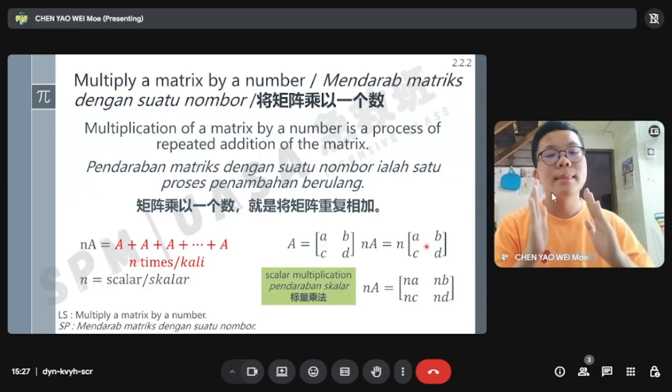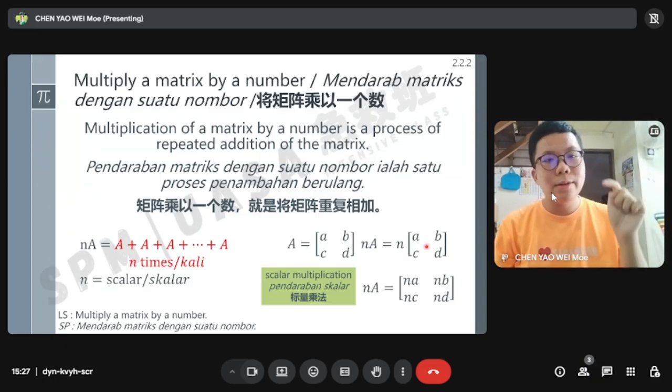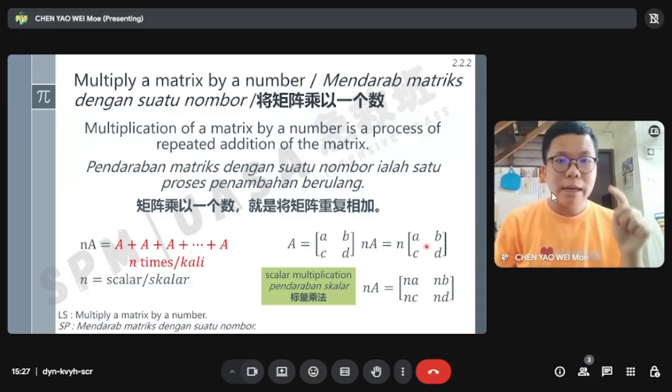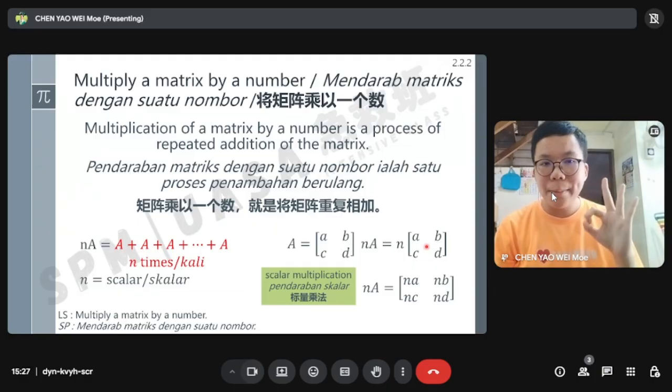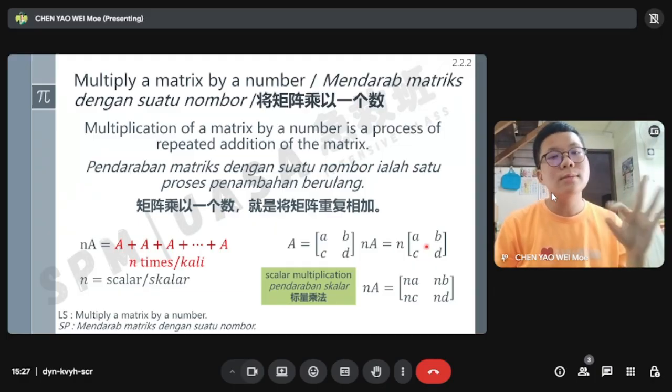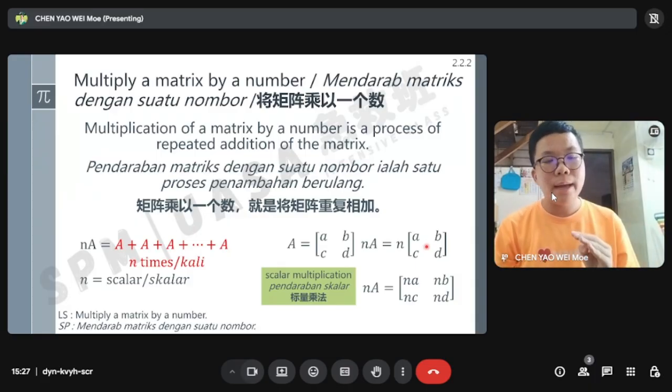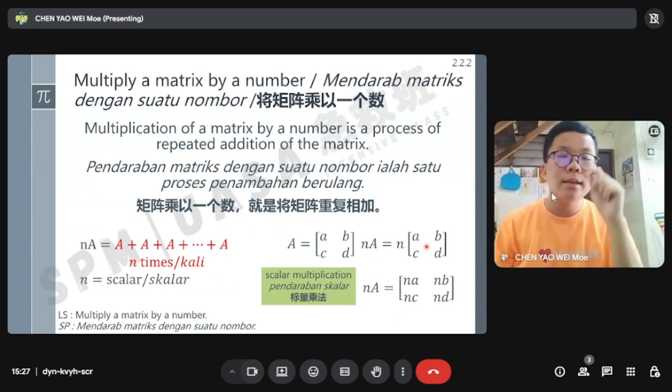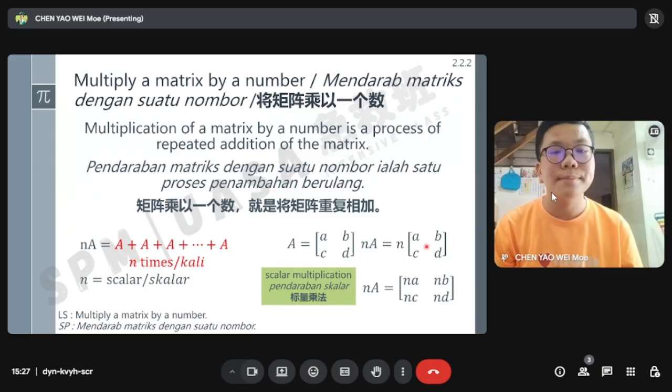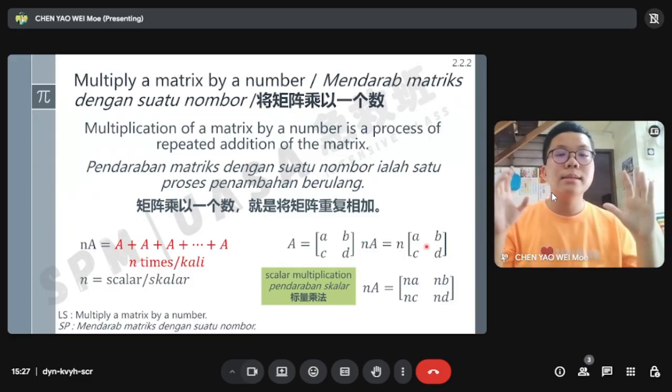It's actually the same as what you learned before. You know 2 times 3. When you write 2 times 3, you can say 2 is added 3 times: 2 plus 2 plus 2. Same in this. This A matrix is added 3 times. So 3A equals 3 times the matrix ABCD. This one we call scalar multiplication. Penerapan skala.